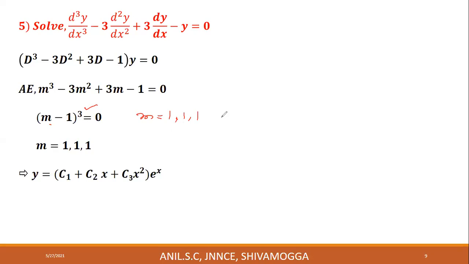What will be the corresponding solution? The roots are real and coincident, identical roots. Which rule is applicable? Rule number 2 is applicable. 3 roots are there. Therefore, we write the solution as c1 plus c2x plus c3x square into e power mx. M is 1, therefore m into x is x. The solution is c1 plus c2x plus c3x square into e power x. This is the solution.